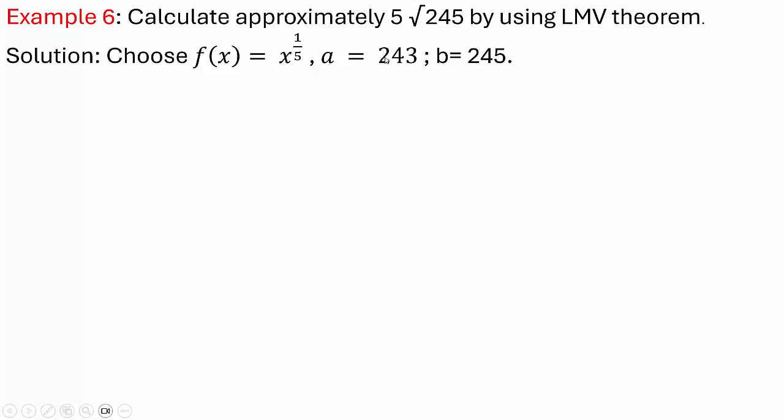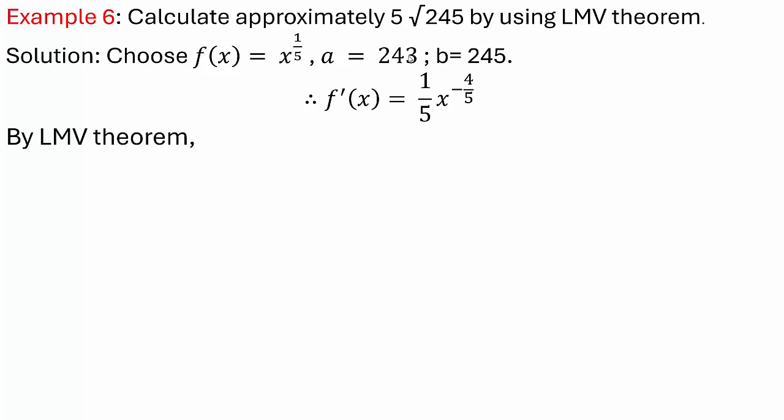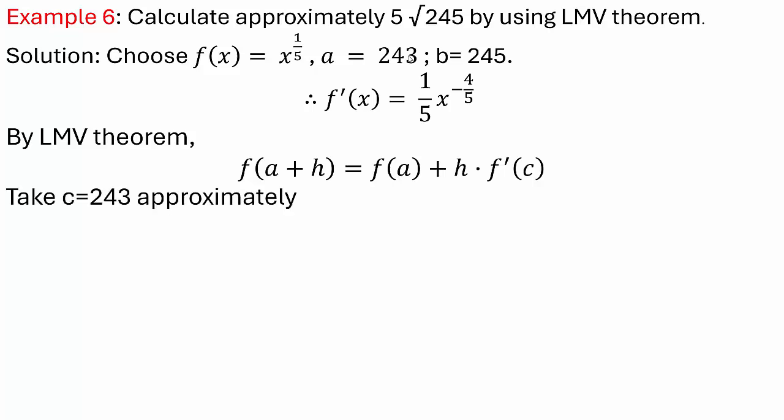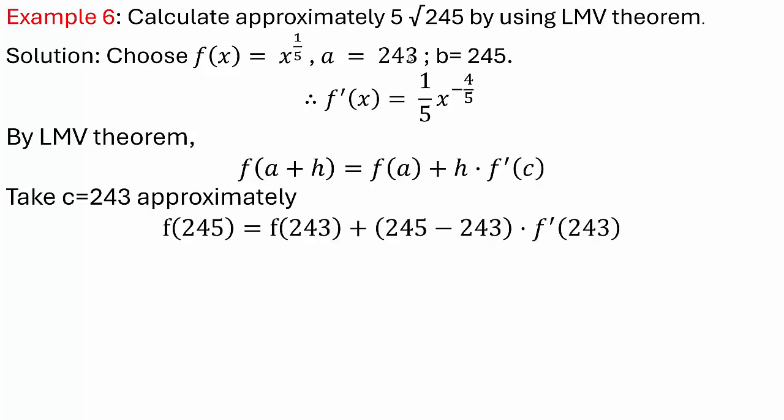Why have we considered 243? Because 243 is nothing but the fifth power of some number. As we are finding the fifth root, we shall take the fifth power of some number which is near to 245, and it is nothing but 243. F dash x equals 1 by 5 x raised to minus 4 by 5. By Lagrange's mean value theorem, f of a plus h equals f a plus h into f dash c. Take c equals 243.